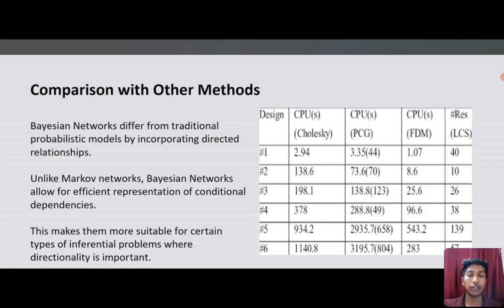Comparison with other methods. Bayesian networks differ from traditional probabilistic models by incorporating directed relationships. Unlike Markov networks, Bayesian networks allow for efficient representation of conditional dependencies. This makes them more suitable for certain types of inference problems where directionality is important.